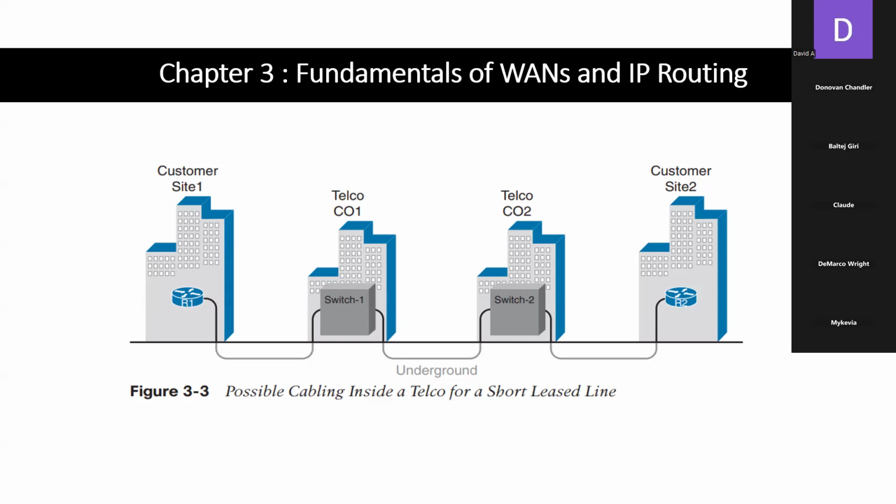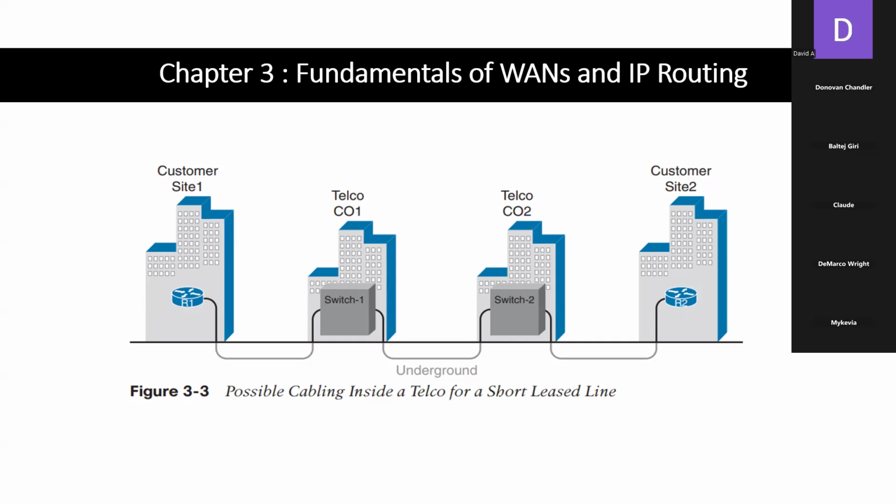So this is how that leased line is purchased and established and made through different sites, and how the telco does this. This is at a high level. There's more specifics. I do not want to make it as simple as I'm making it sound. But from a CCNA standpoint, this is how the cabling possibly looks inside of a telco for a short leased line.